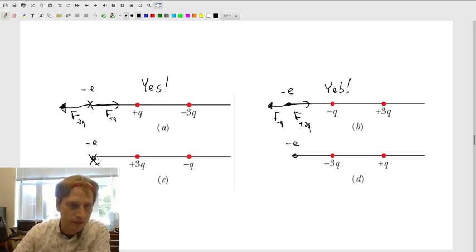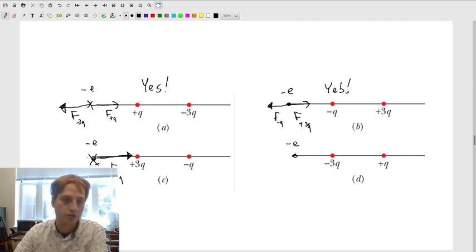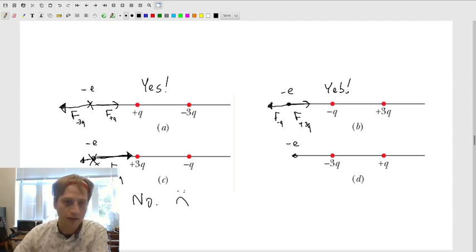Now, let's look at this other case. Minus E plus 3Q. So this is going to be a bigger force because it's closer now. So there's my force of 3Q, pulling towards because minus E and plus 3Q are oppositely charged. On the other hand, minus Q is farther away and it's a smaller charge. So that's going to be a smaller force always when I'm over here on the left. So this is a no. That cannot be in equilibrium. These two forces cannot cancel each other out.